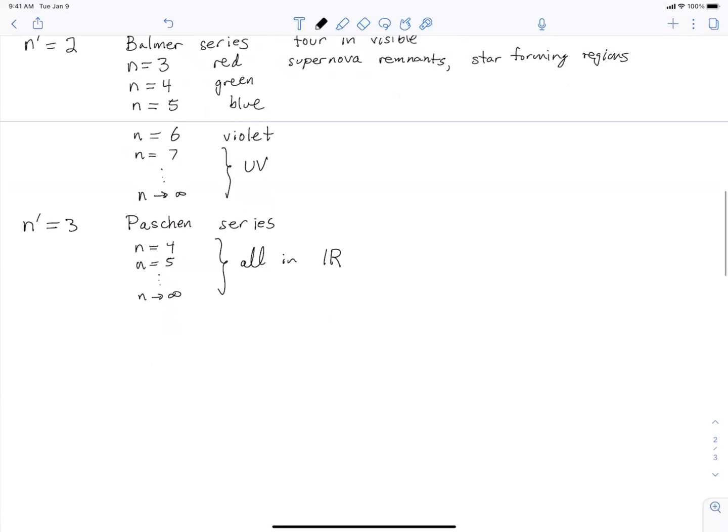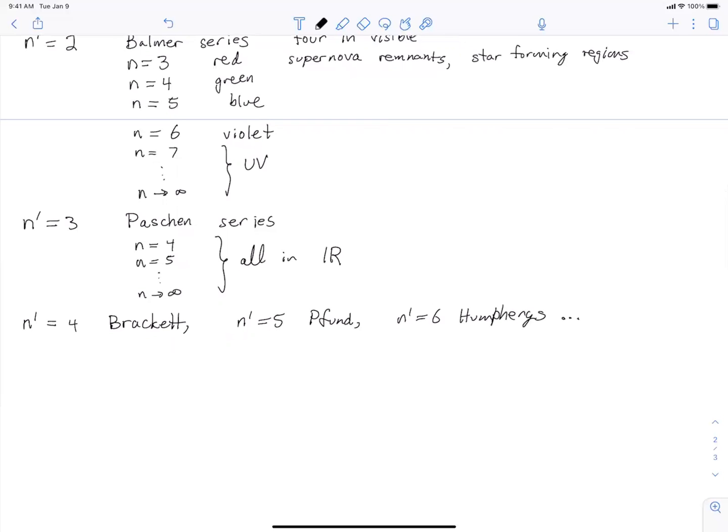And then the other named series are n prime equals 4, which is Brackett, n prime equals 5, which is called Pfund, and n prime equals 6, which is called Humphreys. These are harder and harder to see. And they go on. I think they don't have names after that.